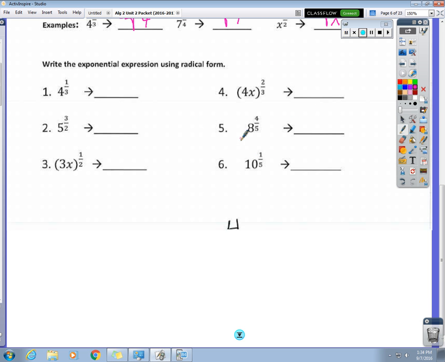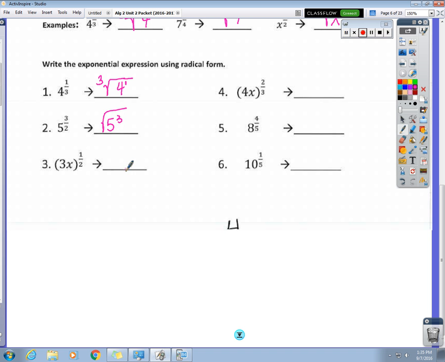Okay, Micaiah, what did you get for number 1? Okay, so inside the radical, 4 raised to the first power, and you can write it, but just know that on a test, it would never be there. And then the root is 3, correct. All right, number 2, DeAndre, what'd you get? And then that's in the radical. And then what's the root? 2, but you don't have to write it, it's understood.